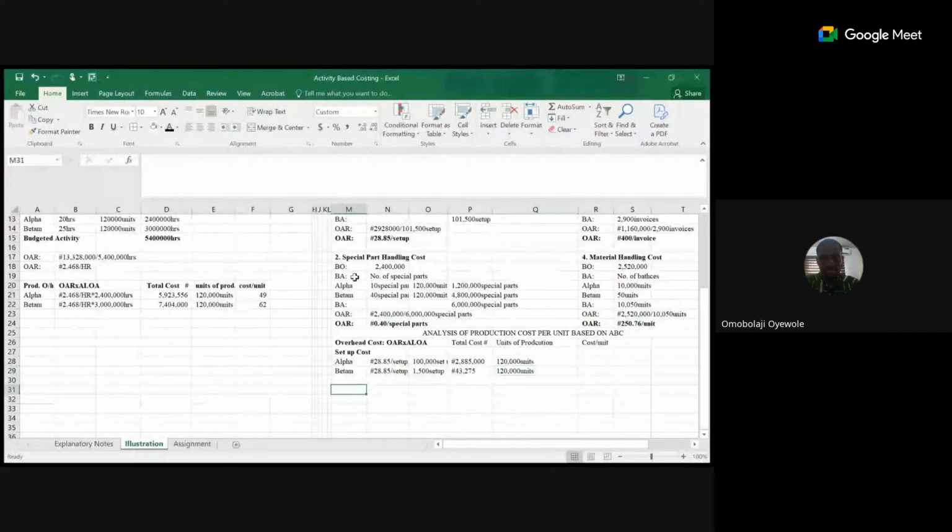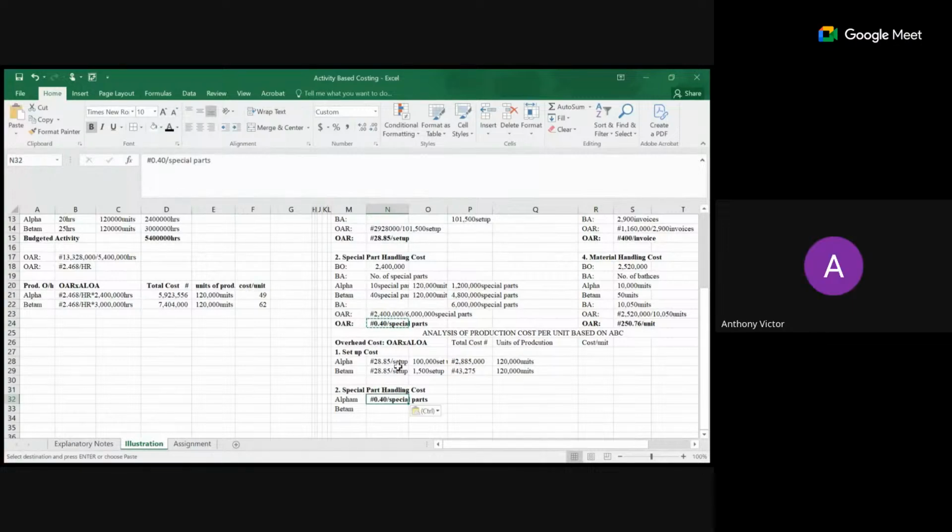We'll now come to the next one, which is what? Special handling costs. We'll take it like that again. So we'll go for the special handling cost. We go like that again. Our farm and what? Betam. Okay, so for the special handling cost now, this is going to be our OAR, right? Yes. Put it. Then the same thing here.